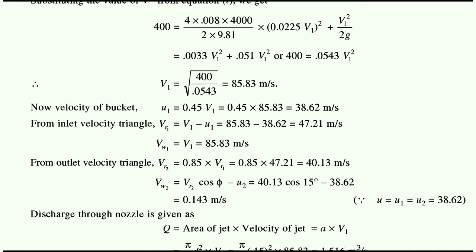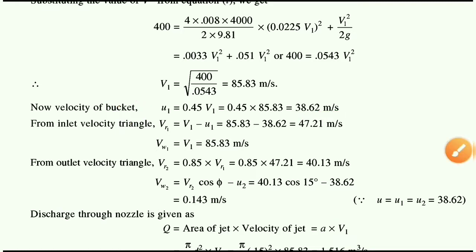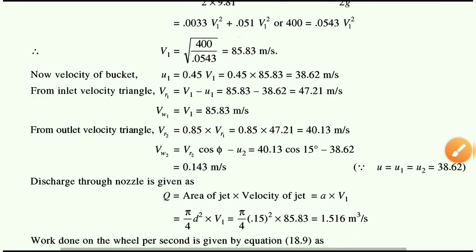Now using this, we can easily calculate the tangential velocity. U1 is equal to 0.45 times V1, so it is equal to 38.62 meter per second. The relative velocity is V1 minus U1, so it will be 85.83 minus 38.62, which is equal to 47.21. Also we know that Vw1 is equal to V1, which is 85.83. Now how to find Vw2?